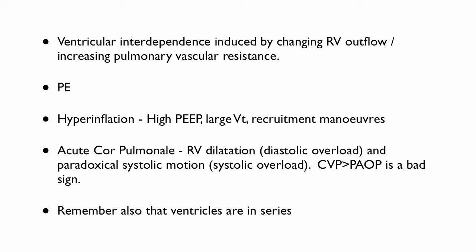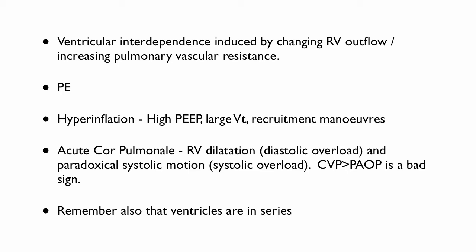So this ventricular interdependence and the septal shift is induced by a changing right ventricular outflow, and in particular increasing pulmonary vascular resistance. This relates back to what we were talking about in the previous talk. PE would be a good example of an acute increase in pulmonary vascular resistance that potentially could cause the right ventricle to dilate and the septum to shift across to the left.